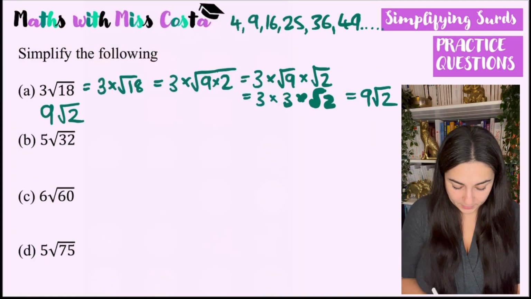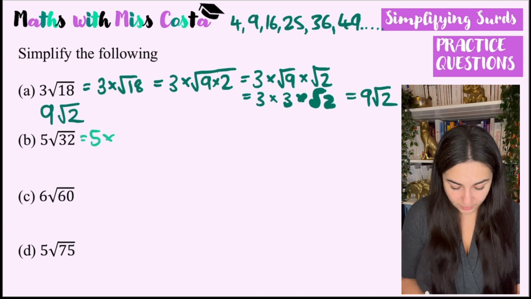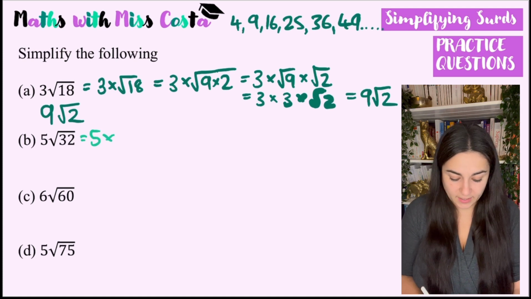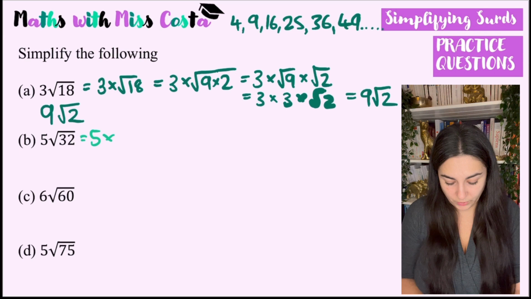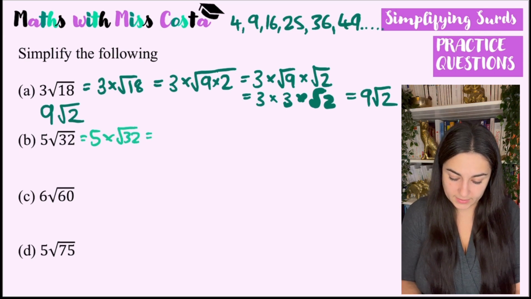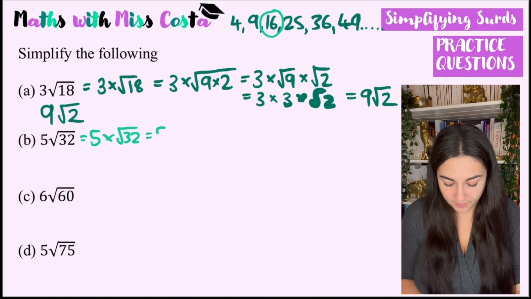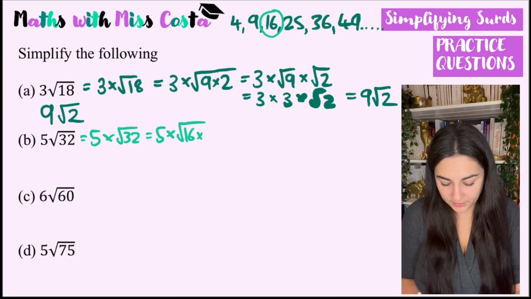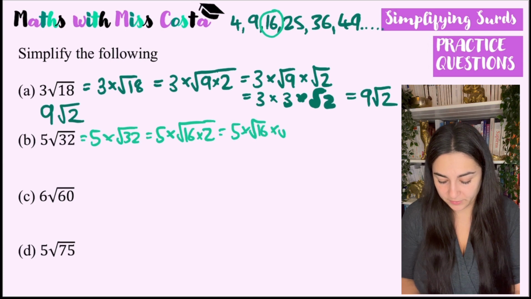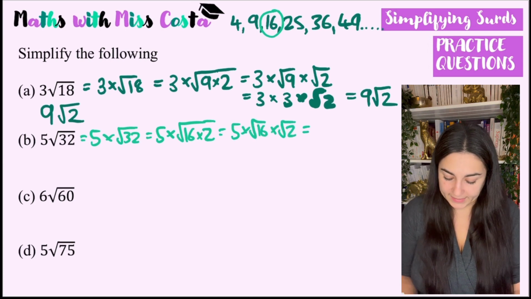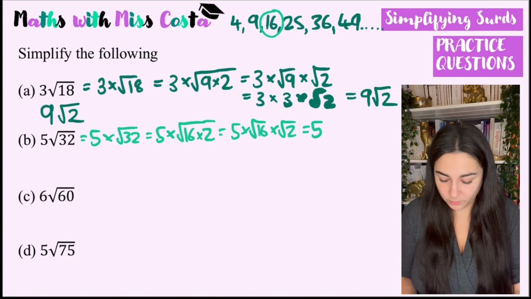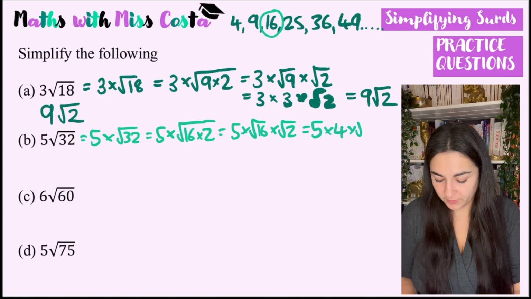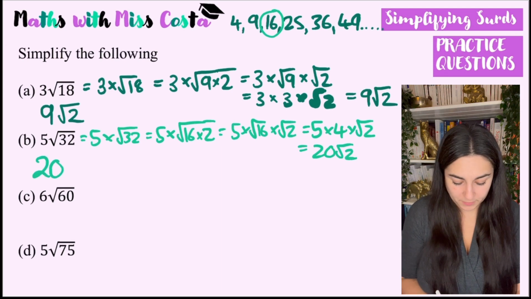Let's try it for the next one. 5 times root 32. So what's the largest square number that would fit into 32? Well, 16. So I'd write that as 5 times root of 16 times 2. I can split that up. So 5 times root 16 times root 2. And once again, square root of 16 is 4. So 5 times 4 times root 2 would become 20 root 2. So that would be my answer there.